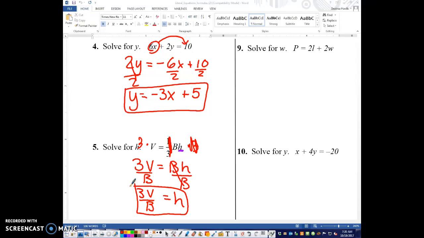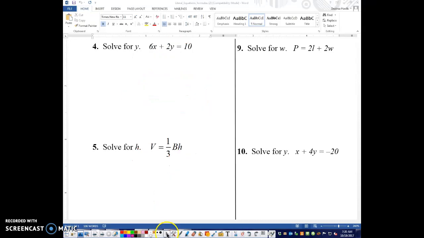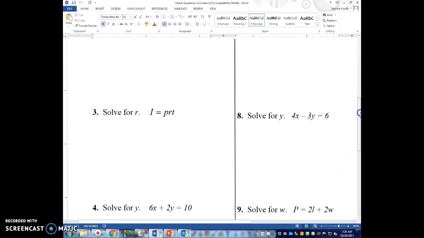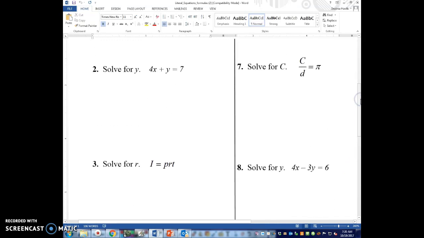If it's adding, you subtract. If it's subtracting, you add. If it's multiplying, you divide. If it's dividing, you multiply. Okay, so I'm going to do 2 more examples with you. One's going to be the 7 here. Number 7.